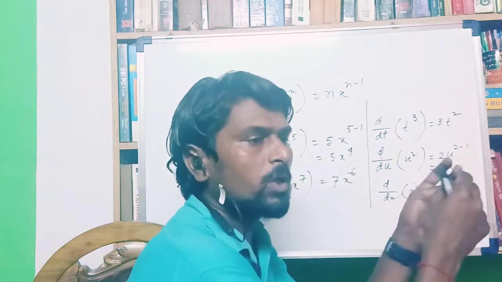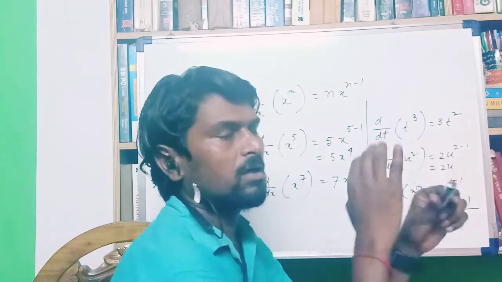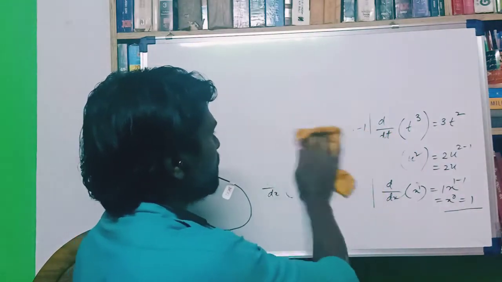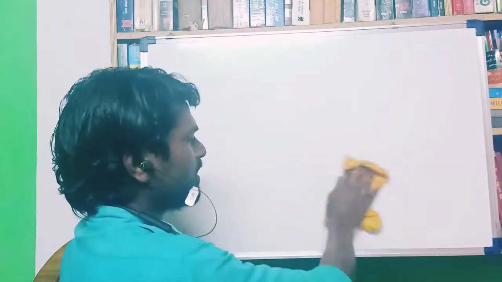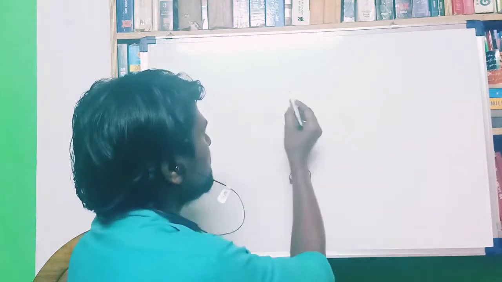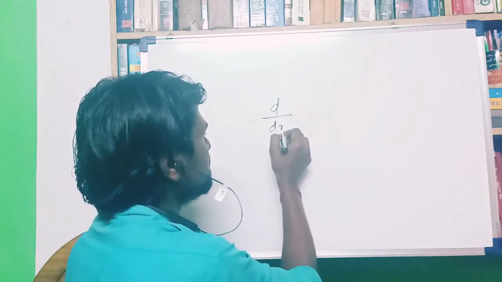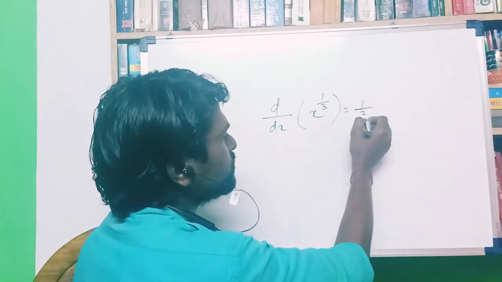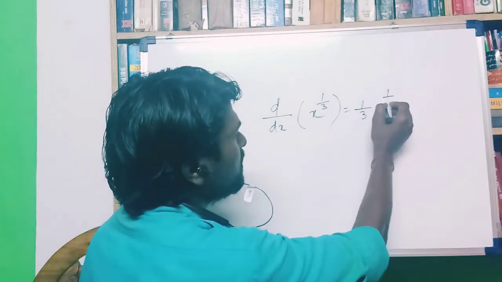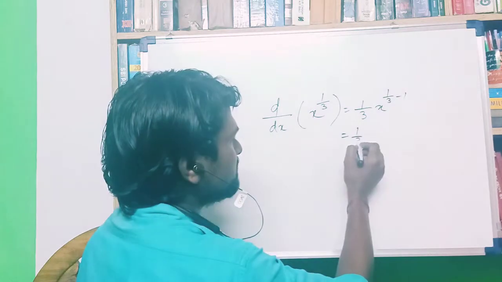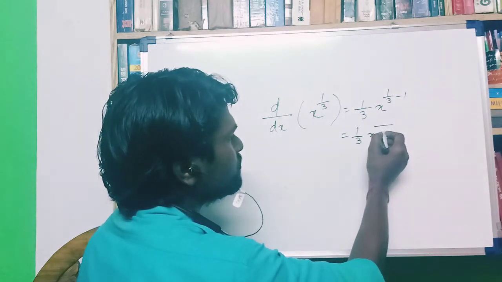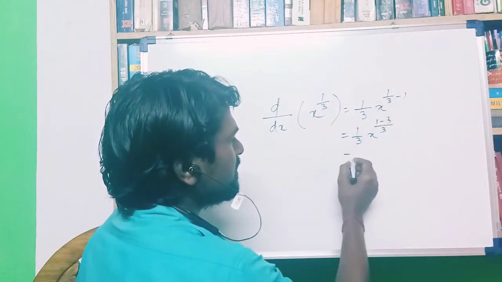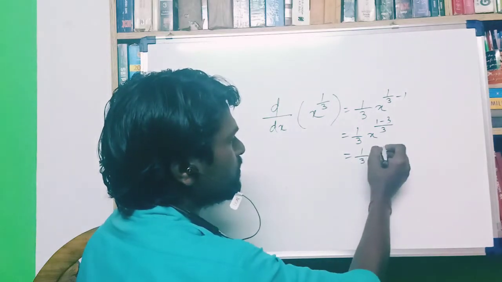d/dt of t equals 1. Suppose d/dx of x to the power of 1/3, then it is similar to that one: 1/3 x to the power of 1/3 minus 1. So 1/3 x to the power of (1 minus 3)/3, that is 1/3 x to the power of minus 2/3.